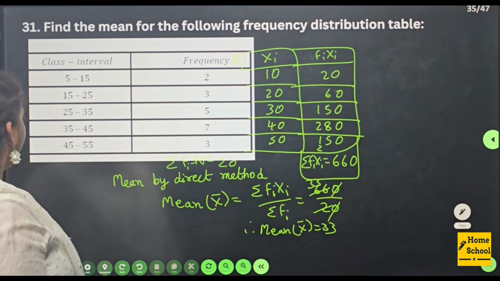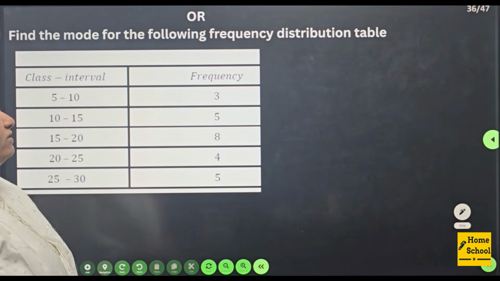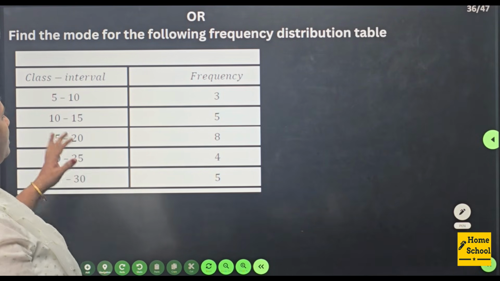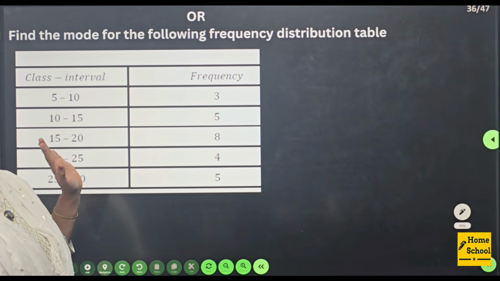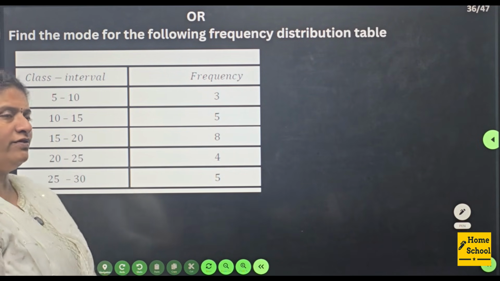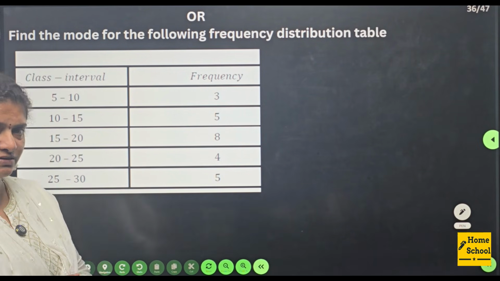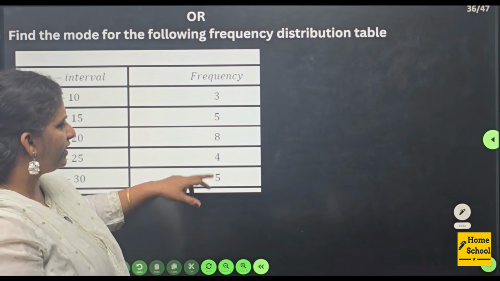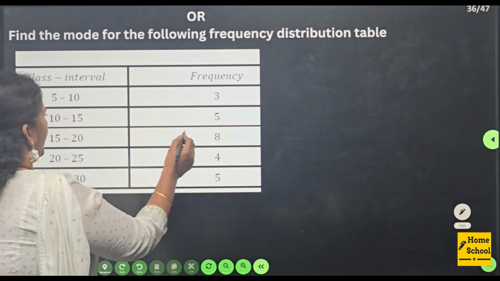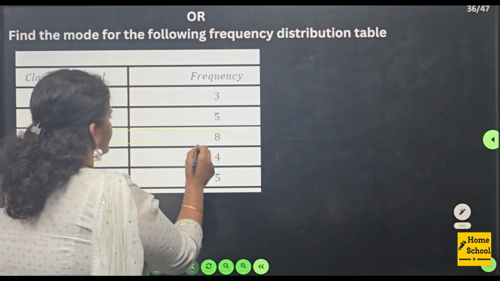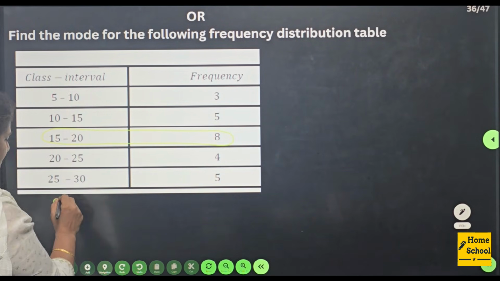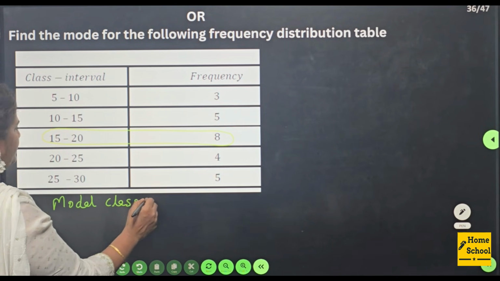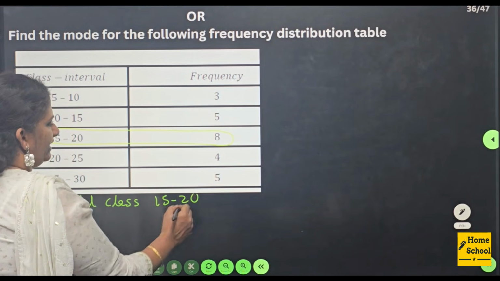In this, we have one more OR question. Find the mode for the following frequency distribution table. For the given table, you need to find the mode. How do we find the mode? First, we need to observe the modal class. In frequency, where is the highest frequency? 8, right? This is your modal class. First, write that one. Modal class is 15 to 20.